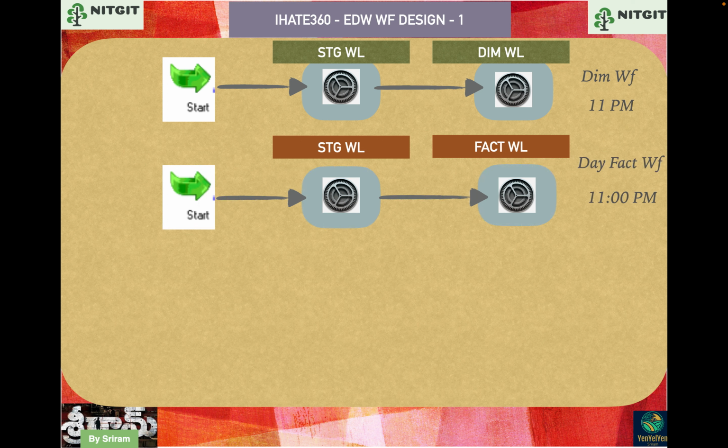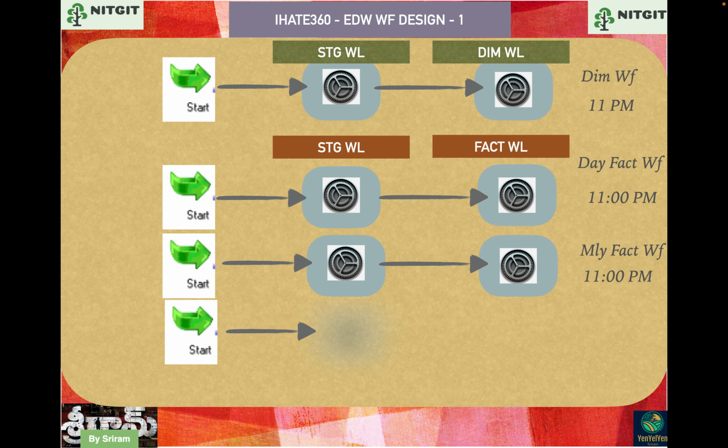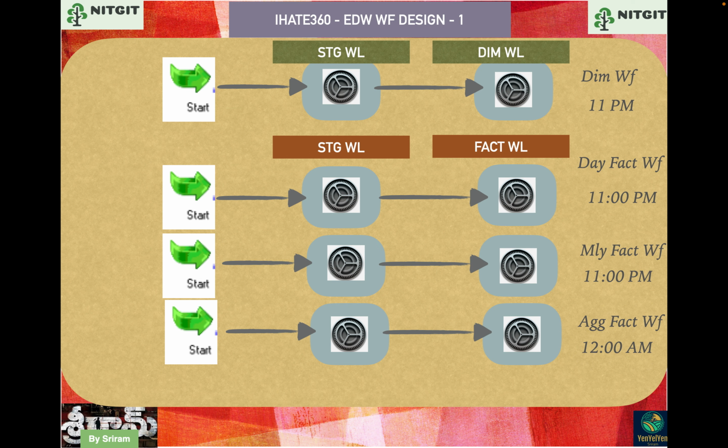In this first workflow design, all IDH workflows are source system based, and here we have one workflow for dimension, one workflow for fact, one workflow for monthly, and one workflow for aggregate. This type of design we did here. This is the monthly fact workflow, and we have the aggregate fact workflow too. This is our aggregate fact. So in this way, if the load happens, then by 3 a.m. we are completing that, right?